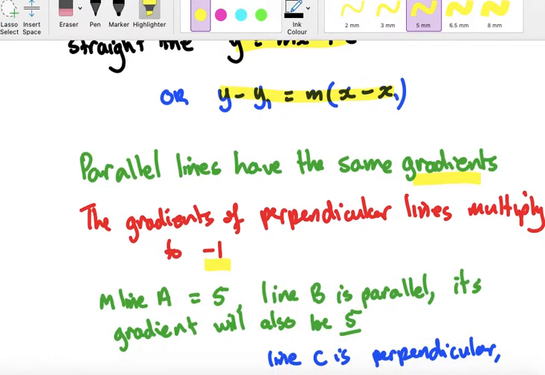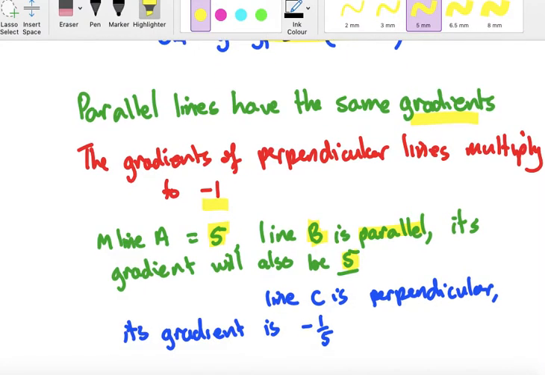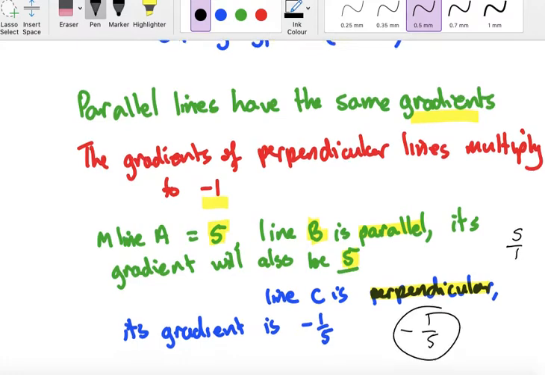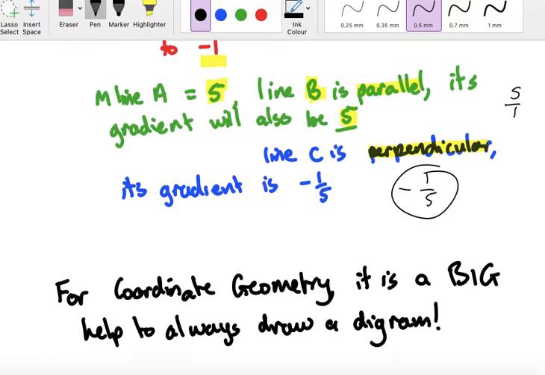So, for example, if the gradient of line A is 5, a gradient of line B that would be parallel is also 5. But a gradient that is perpendicular, we take the 5, which we write as 5 over 1, we turn it upside down, 1 over 5, and put a negative in front of it. That's how we get the -1/5. So let's do one more.